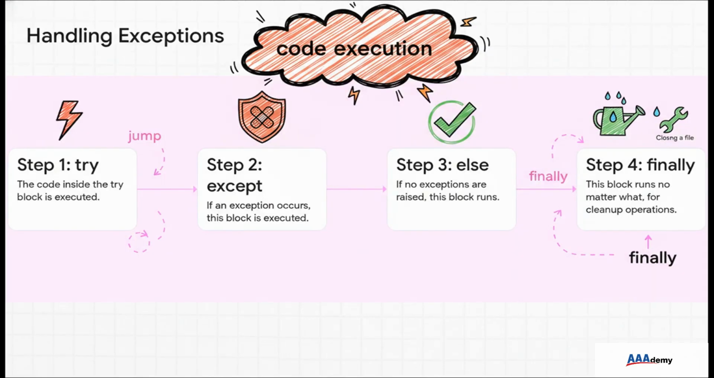And the way we do that is with this awesome try-except structure. You put your risky code, the stuff that might fail, in the try block. If an error does happen, Python immediately jumps down to the except block, and that's where you handle the problem gracefully. Now, if everything goes perfectly with no errors, the optional else block can run. And here's the really cool part. No matter what happens, error or not, the finally block at the end will always run. It's perfect for cleanup, like making sure you close a file you opened.